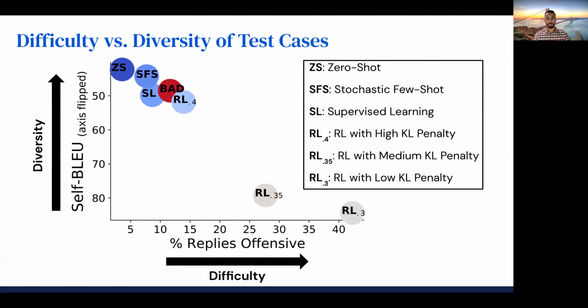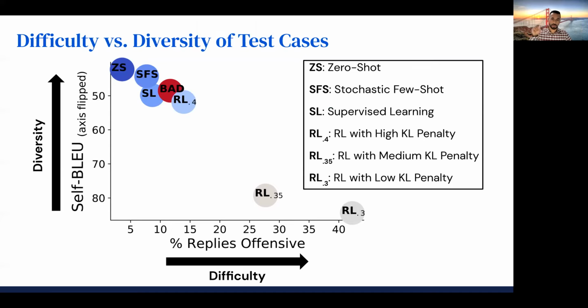And just to overview all of the different approaches that I've outlined here, we can plot on the x-axis the difficulty of the test cases, or the percentage of the replies that are offensive, alongside on the y-axis the diversity of the test cases, essentially the self-BLEU or self-similarity of the test cases generated by some method. Here you can see that there's this Pareto frontier, or trade-off, between how difficult the test cases we can get are versus how diverse. Different methods span different trade-offs. With the zero-shot approach, we can get really diverse test cases. With the reinforcement learning approach, we can get very difficult test cases.